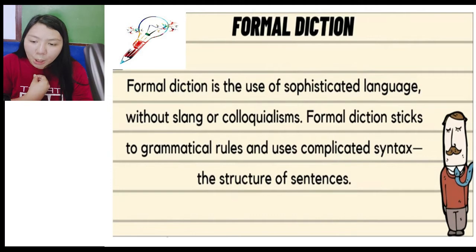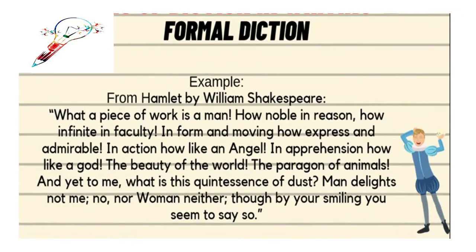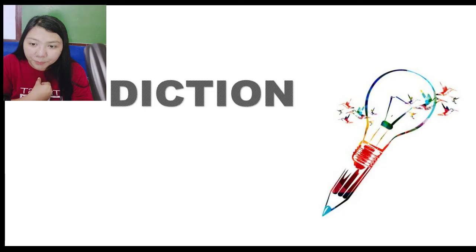So example, from Hamlet by William Shakespeare. What a piece of work is a man, how noble in reason, how infinite in faculty, in form and moving, how express and admirable, in action, how like an angel, in apprehension, how like a god, the beauty of the world, the paragon of animals. And yet to me, what is this quintessence of dust? Man delights not me, no, nor woman neither, though by your smiling you seem to say so.